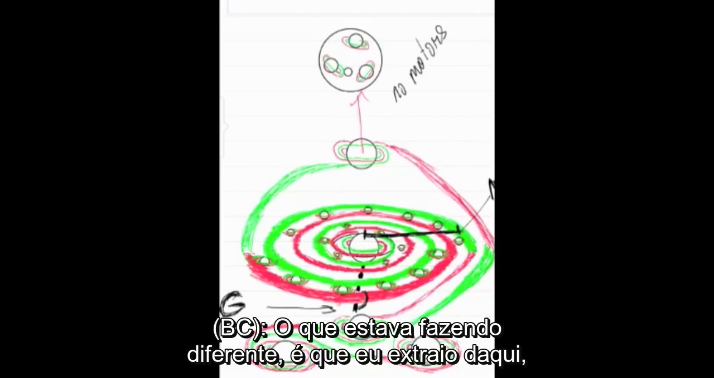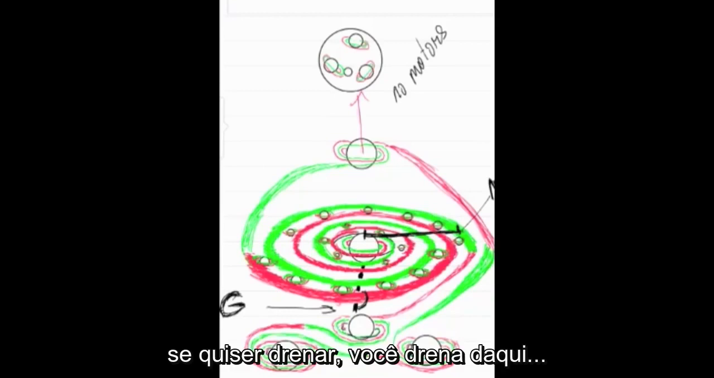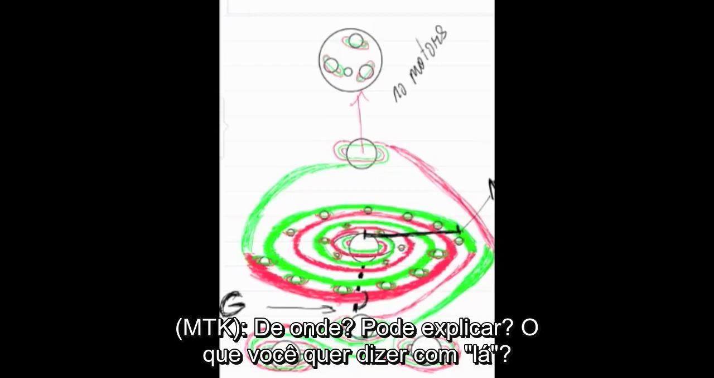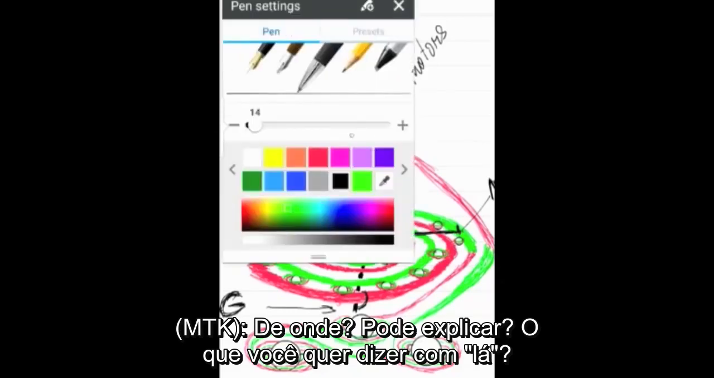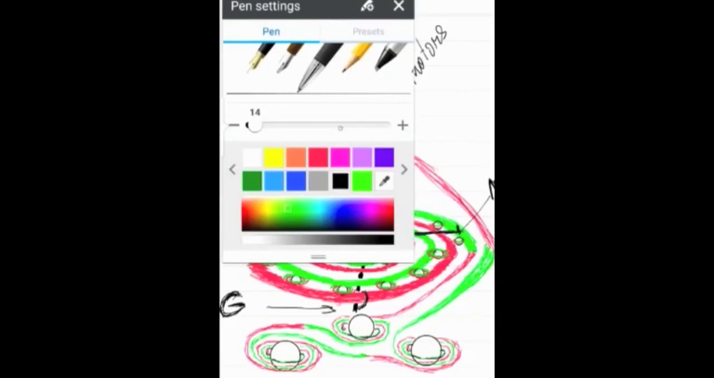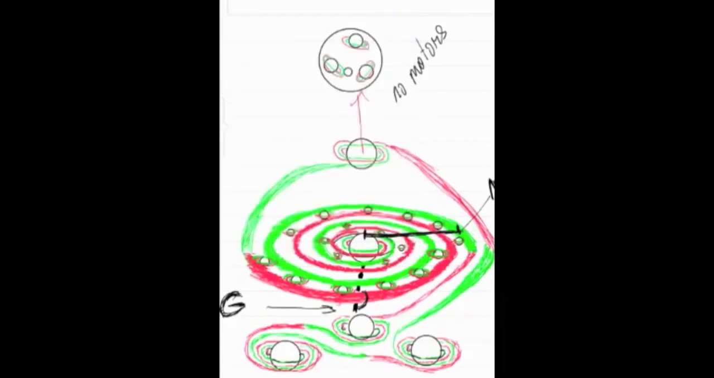The thing I made different is that you extract from here. If you want to drain, you drain from here. Can you explain what you mean there? Where is there? Okay, so use the example, blue. Blue, okay.